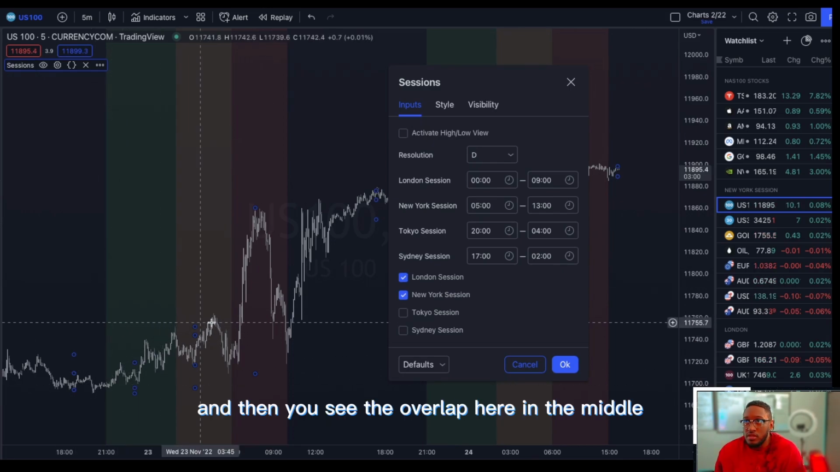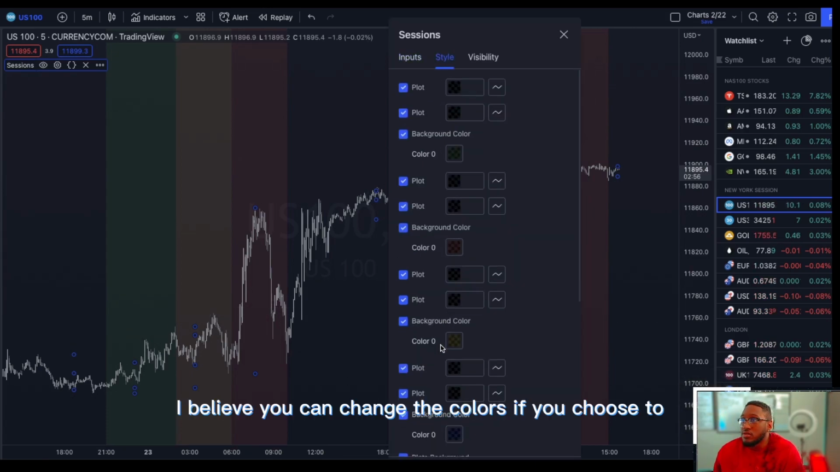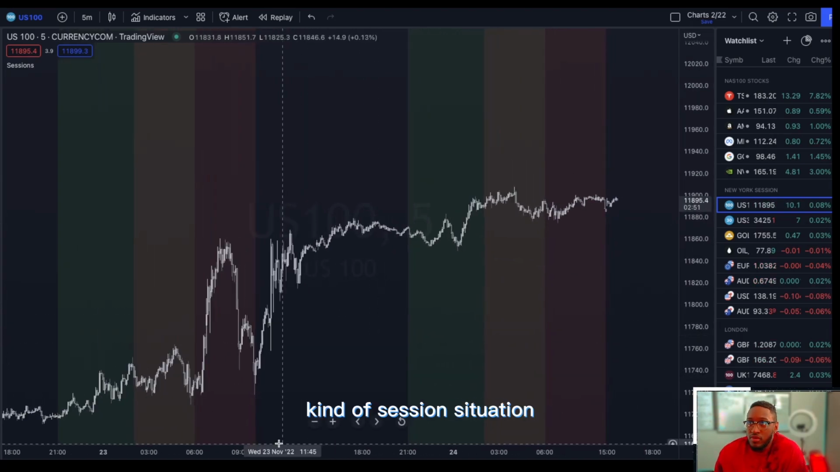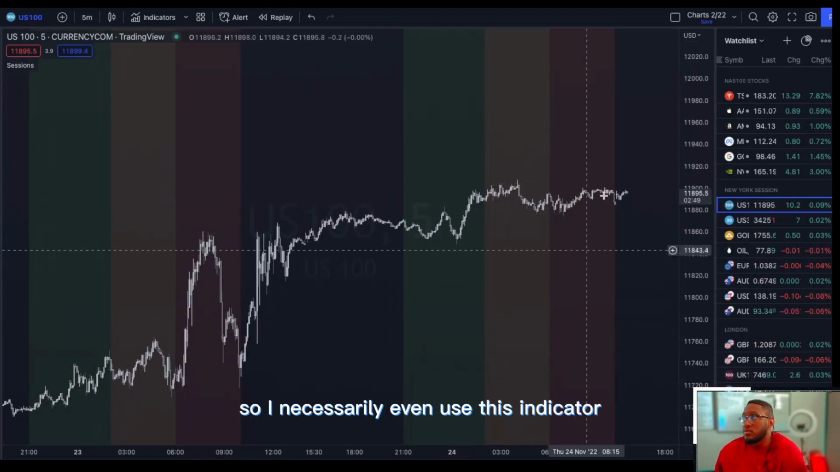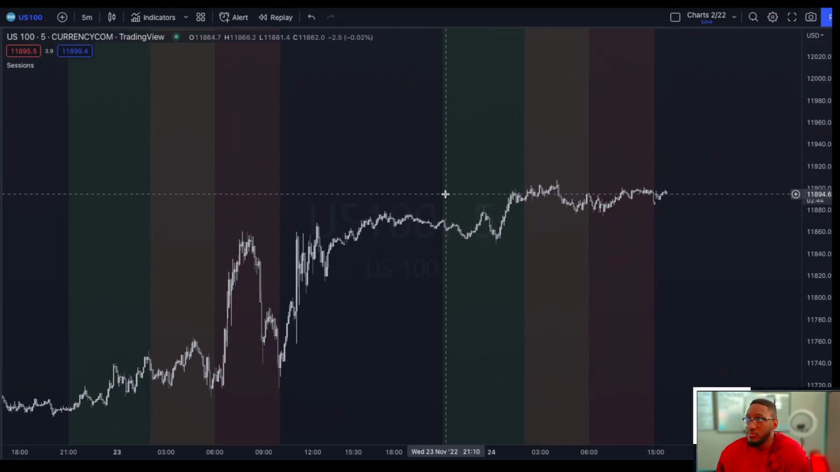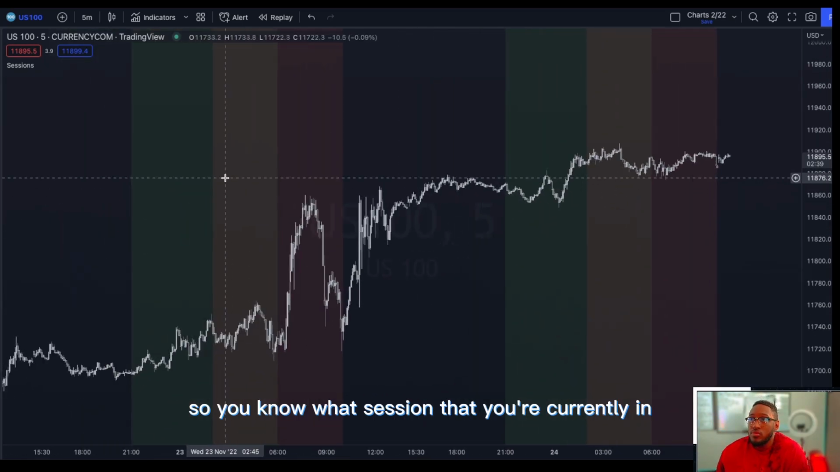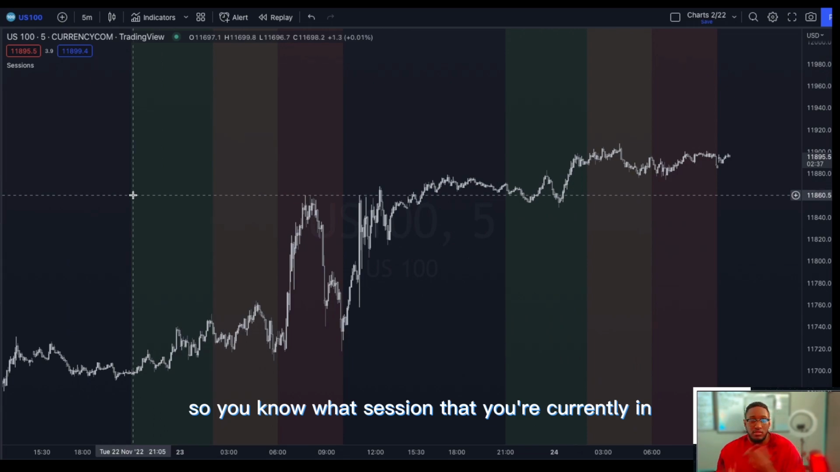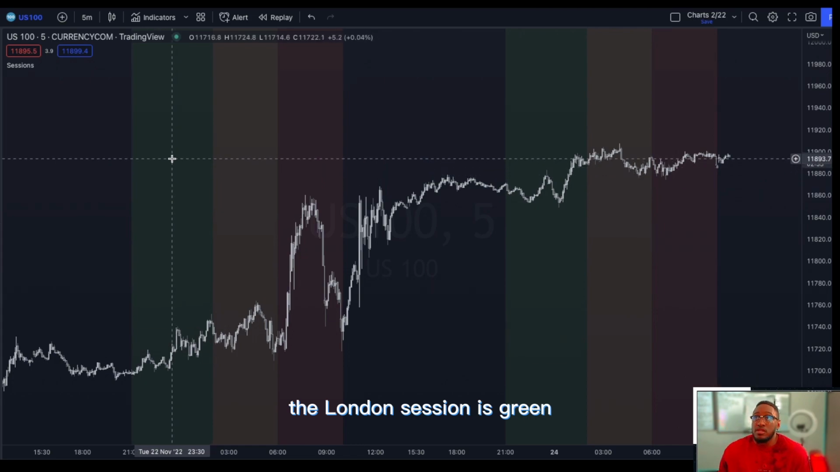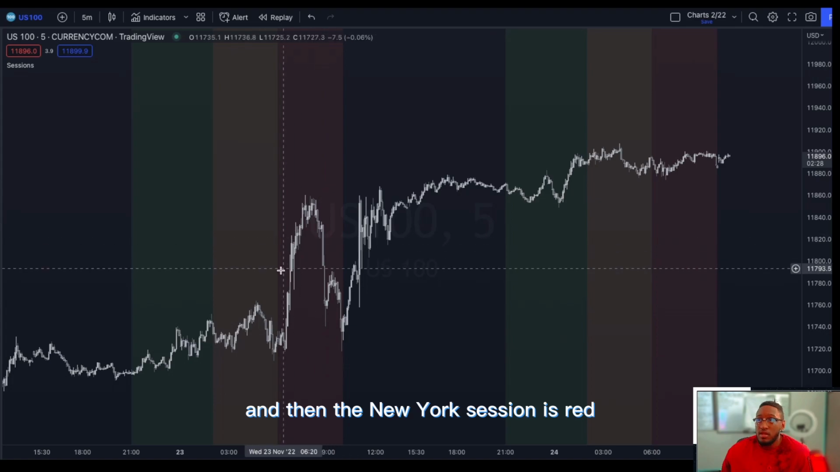And then you see the overlap here in the middle, which is yellow. I believe you can change the colors if you choose to. I just leave it like that. All the systems have their own kind of session situation, so I necessarily don't even use this indicator. But this is a free indicator for you guys to map out your sessions, so you know what session you're currently in. So with this indicator, the London session is green, the overlap is this yellowish color, and then the New York session is red.